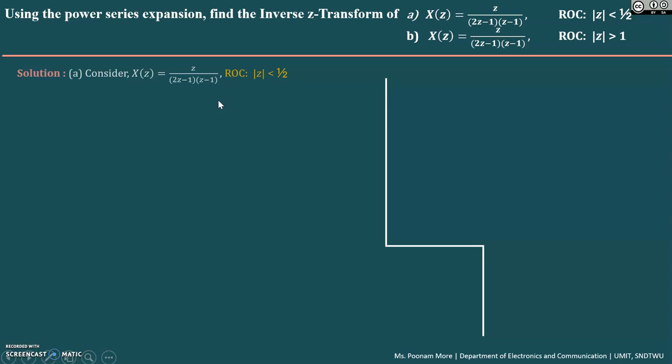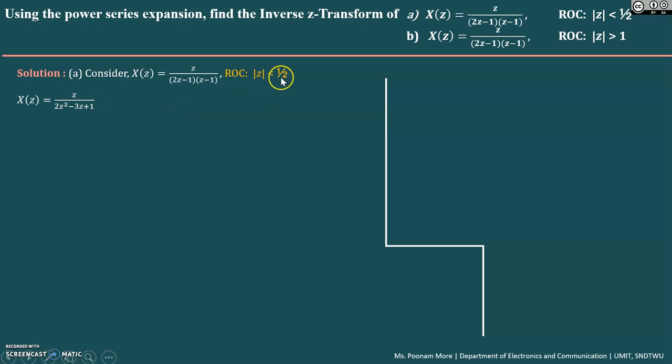For that, let's consider the first example in which X of z is equal to z upon (2z minus 1) into (z minus 1), along with the ROC such that the magnitude of z is less than 1 by 2. Now over here, let's expand the brackets, and therefore we can have X of z as z upon 2z square minus 3z plus 1.